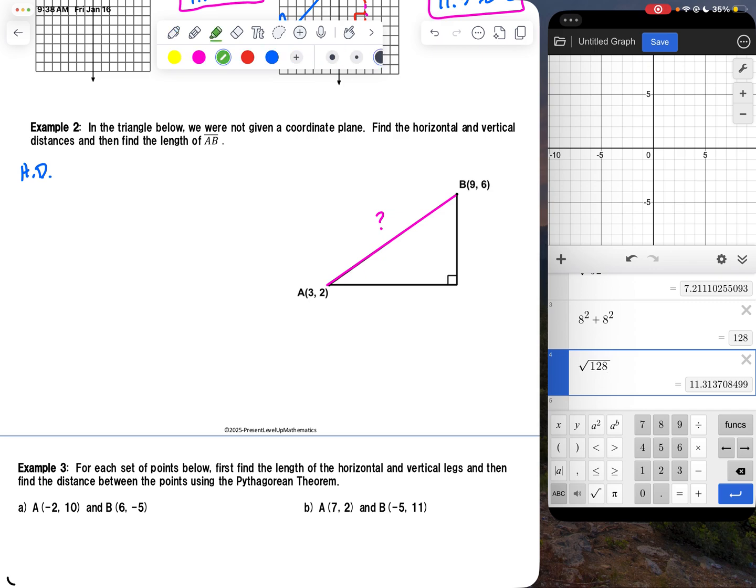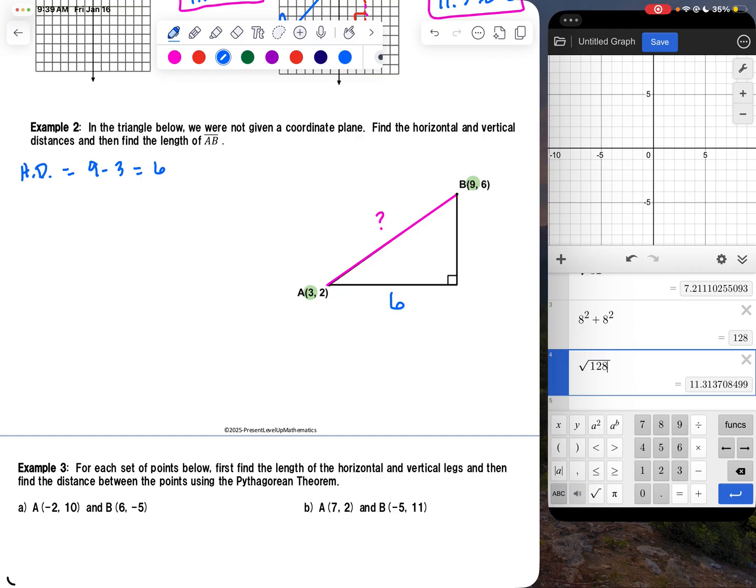So to do that, I need to take the x values. So here I have an x value of 9. Here I have an x value of 3. And we're going to subtract them. So the horizontal distance would be 9 minus 3, which is 6 units. So I'm going to put a 6 right there. 9 minus 3, 6 units.